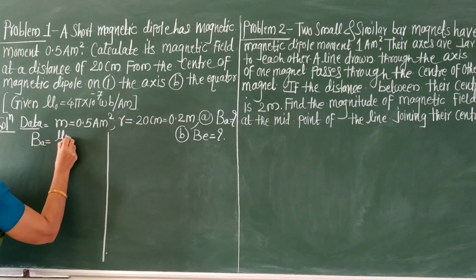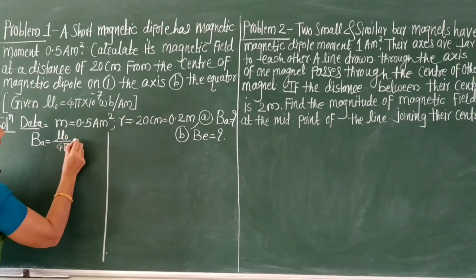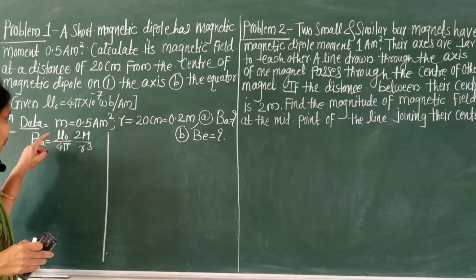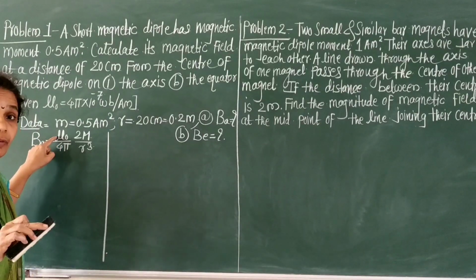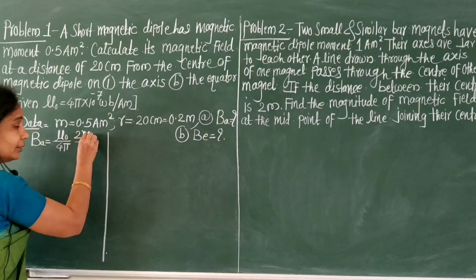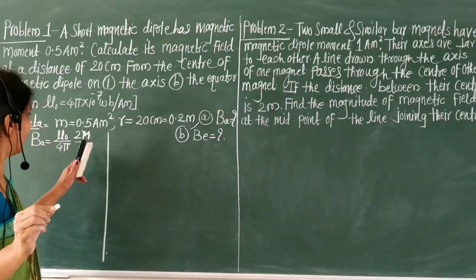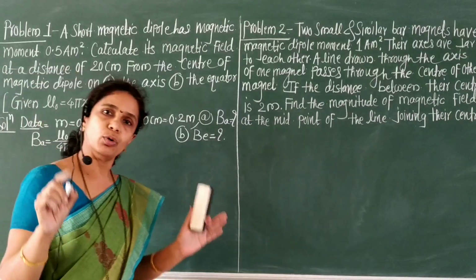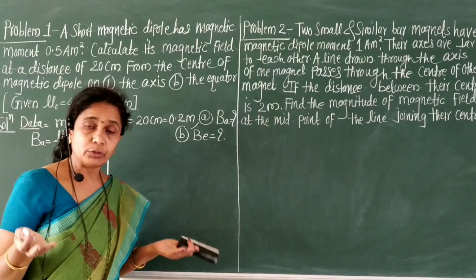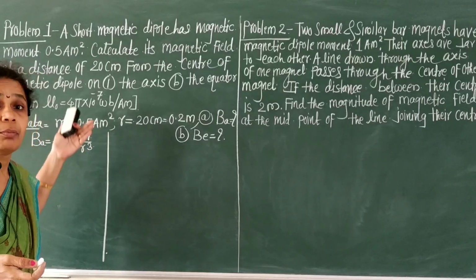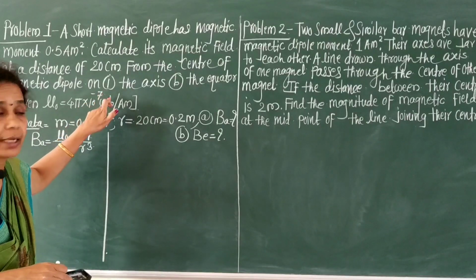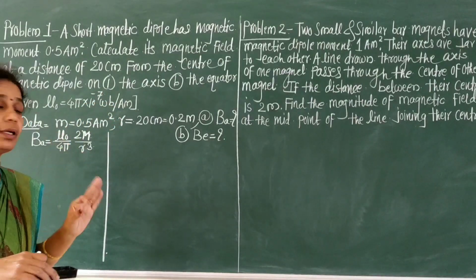BA is equal to mu naught upon 4 pi, twice m upon r cube. Okay, mu naught is the permeability of free space, 4 pi is constant, small m is here the magnetic dipole moment, and r is the distance OP. Okay, and here mu naught value is given in your question paper also and in your books also. Mu naught is equal to 4 pi into 10 raised to minus 7 Weber per ampere meter.